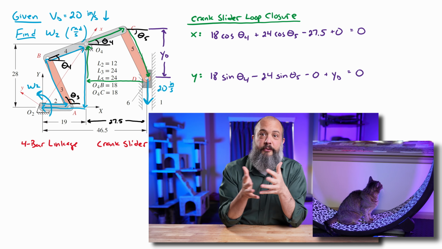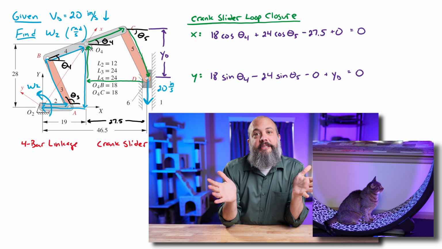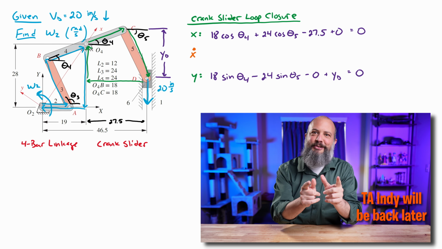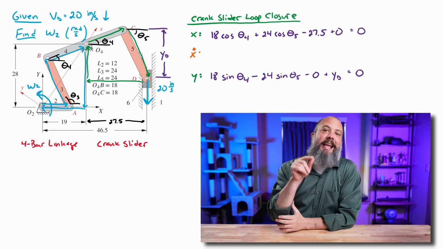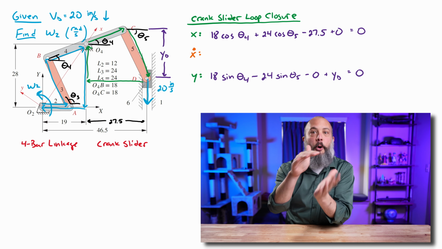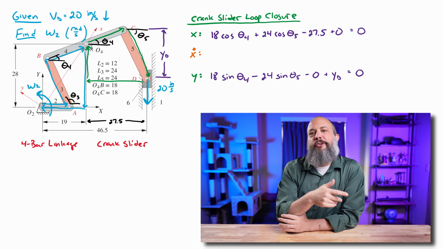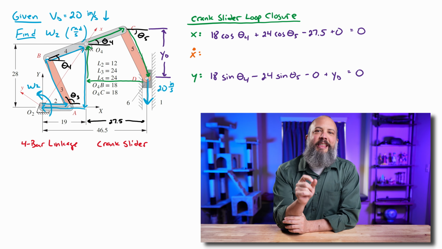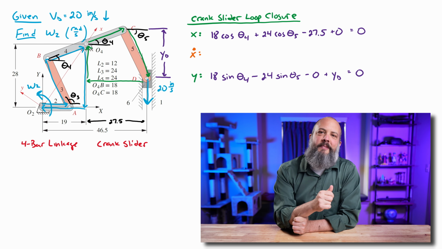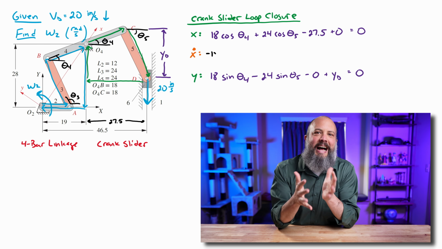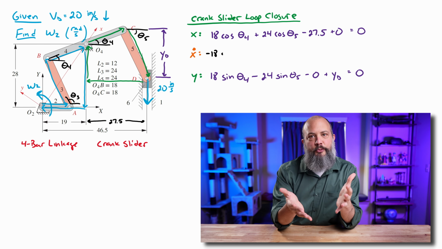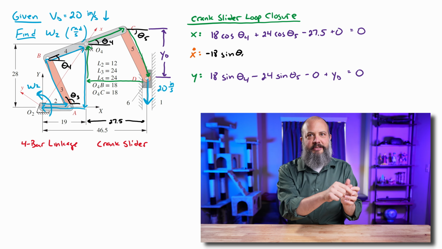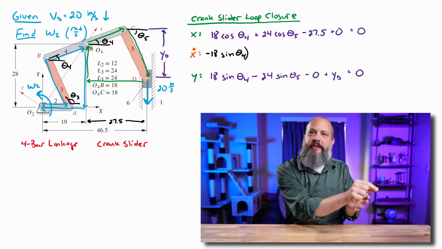Now we could just solve for angles at this point if we wanted to, but we're trying to find velocities. That's the whole purpose of this problem, right? We're trying to solve for velocities. So we need to take a time derivative of both of these equations. So x dot: negative 18 sine theta 4, theta 4 dot. That theta 4 dot appears because of the chain rule. If you're just taking the derivative of cosine of x, the derivative is negative sine of x.